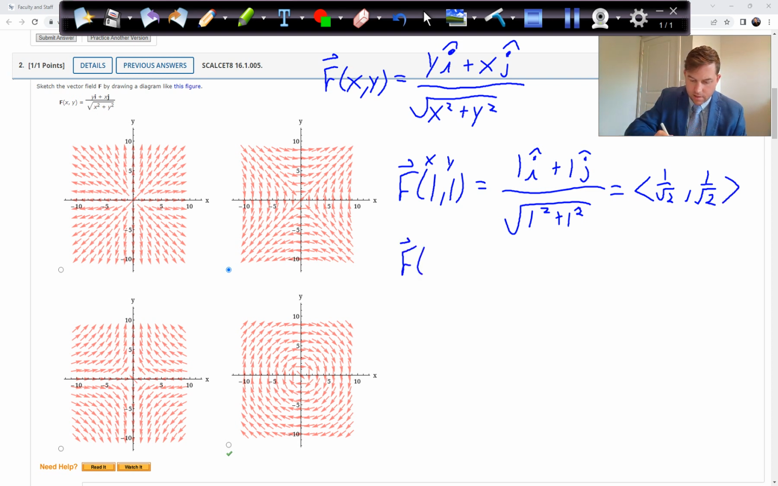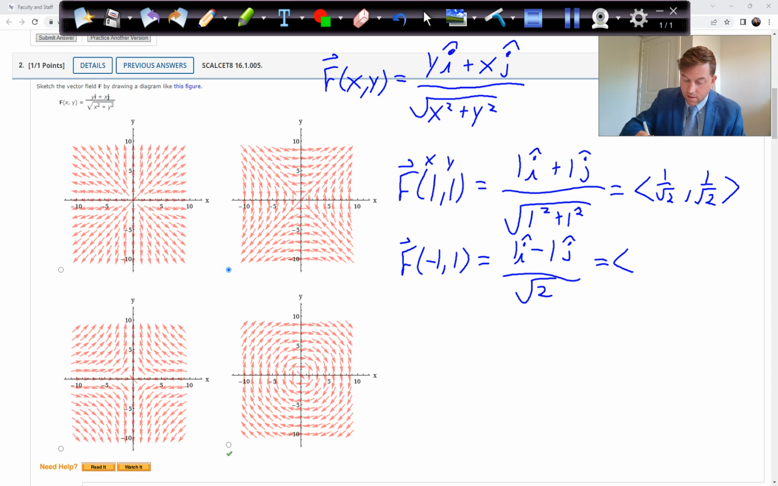Then I picked minus 1, 1. So the only thing that's going to change is the x on the j component is going to become -1, and this bottom is still going to be root 2. So we get 1 over root 2, -1 over root 2.